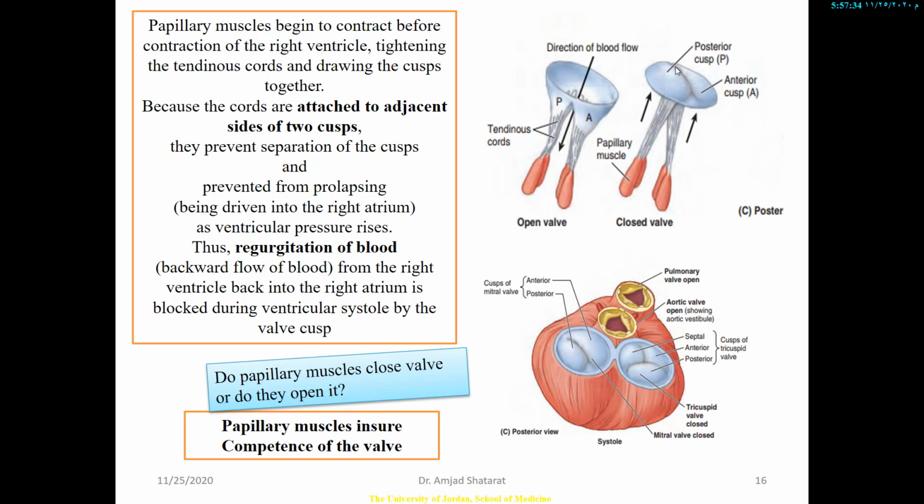So what is the main function of papillary muscles? They never open the valves, they rather ensure the competence of the valve. They secure the closure of the valves themselves, because the cusps are designed to be pushed by the blood, but they may go inside the atria, so they need something to keep them tight and in their places, and this is the function of the papillary muscles.